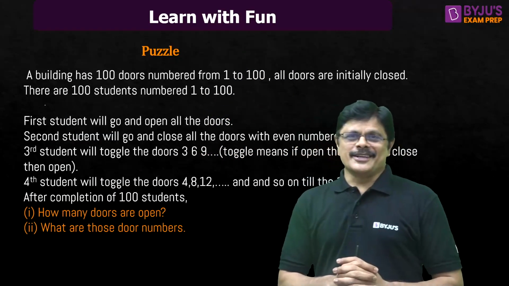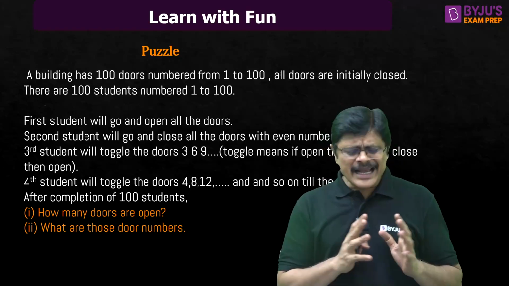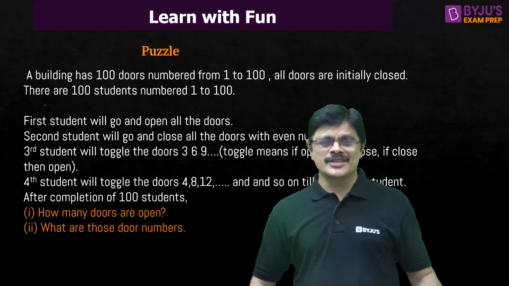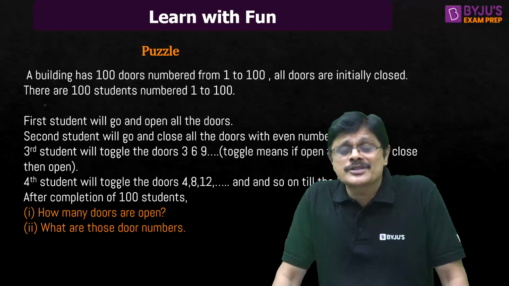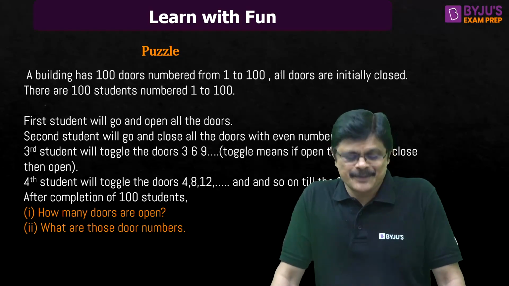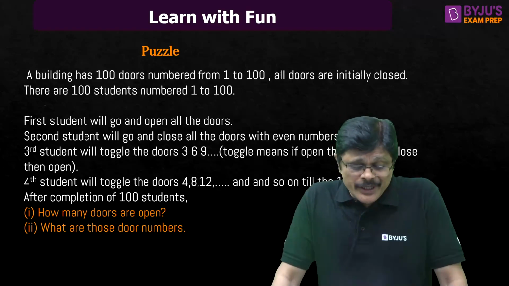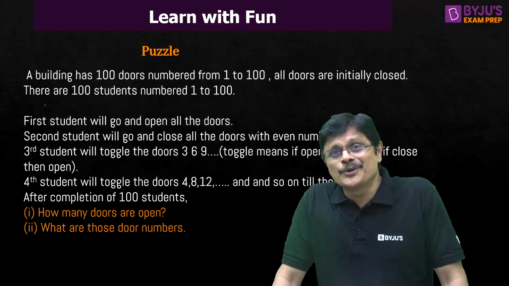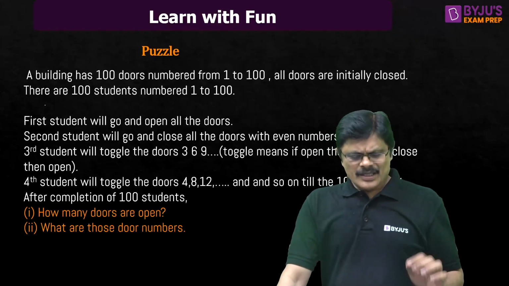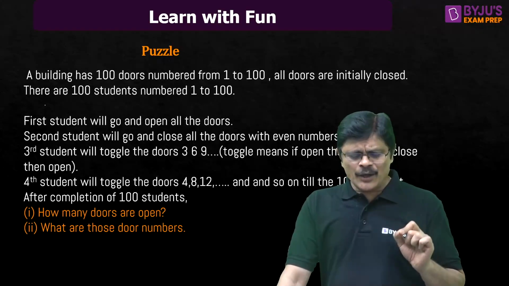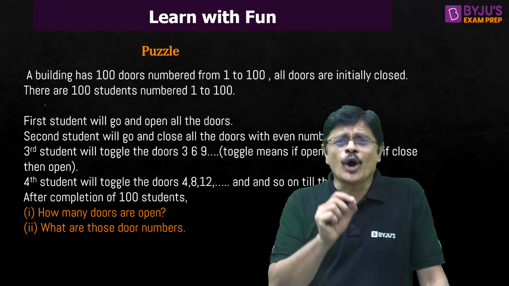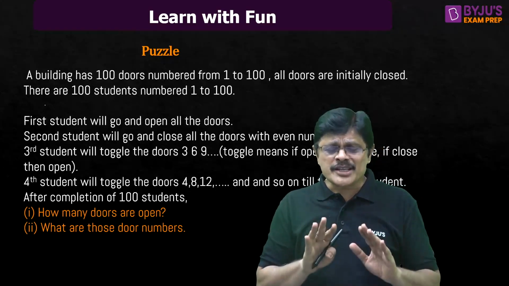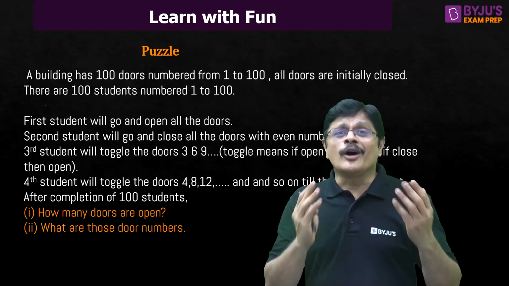Now let us see the puzzle. A building has 100 doors numbered from 1 to 100. All the doors are initially closed. There are 100 students numbered 1 to 100. The first student will go and open all the doors. Initially all the doors are closed, so the first student will open all the doors.